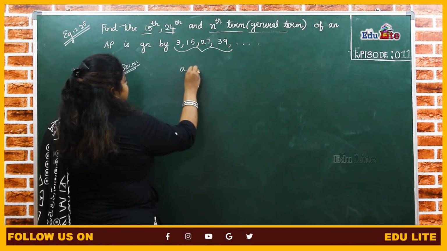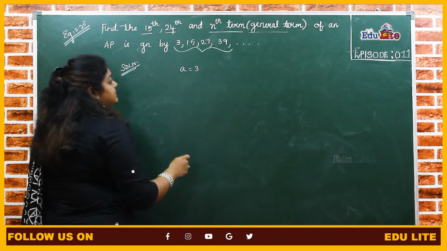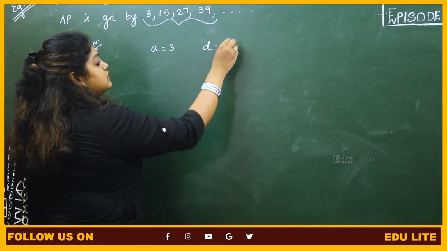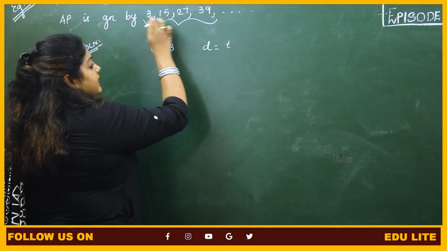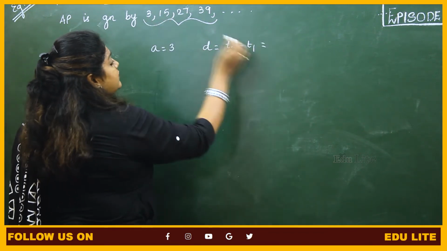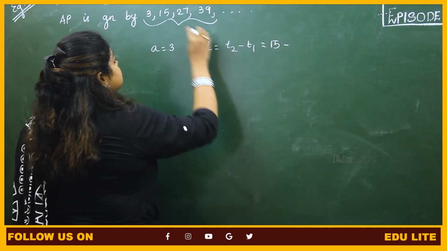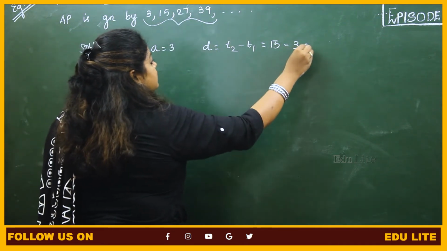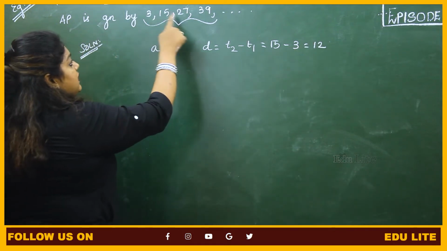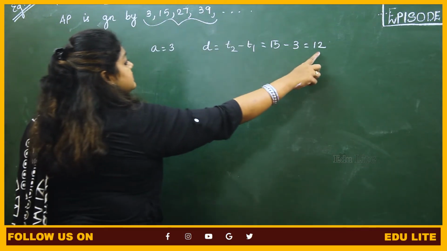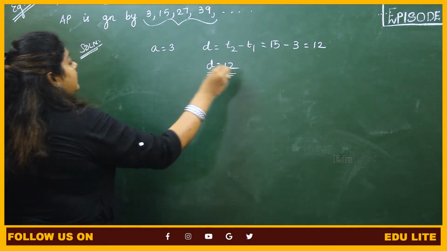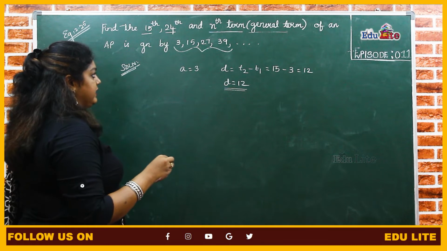A value is nothing but 3, which is the first term of the sequence, and to find the D value we can use the formula second term minus first term, that is T2 minus T1. T2 value is 15 minus T1 value is 3. So, 15 minus 3 is 12. So, the common difference between any two consecutive numbers is 12. Therefore, D value for this problem is 12. So, we know the values of A and D now.